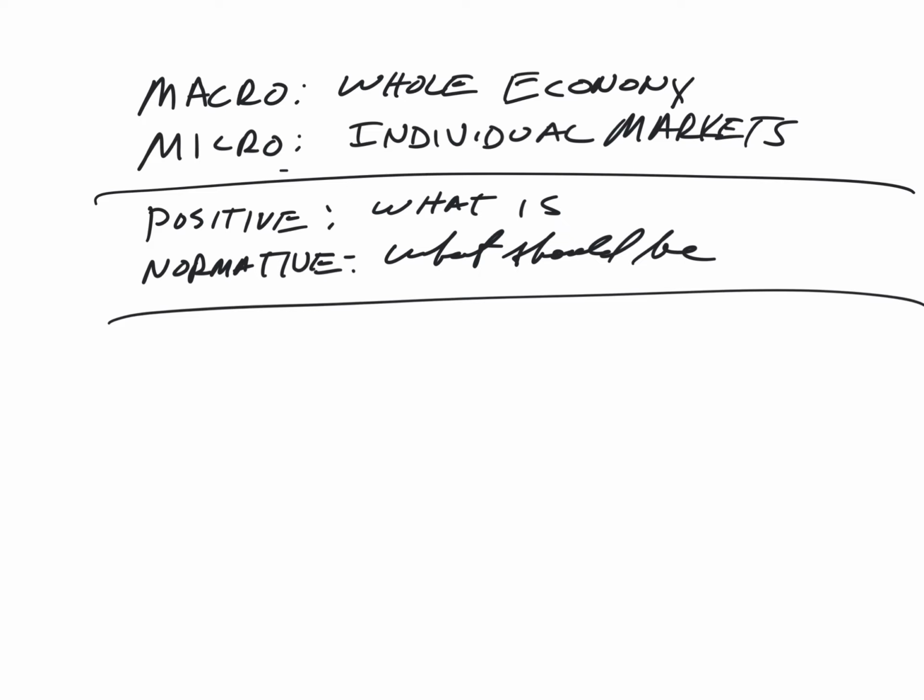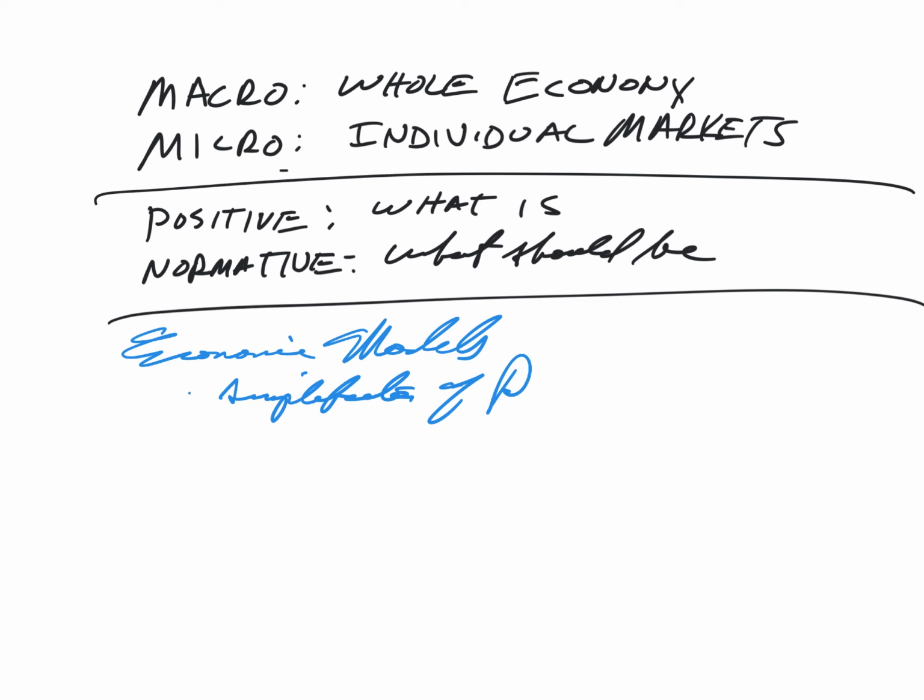now we're going to talk about economic models. Okay? Well, let's spice it up with a different color. Economic models. A model is a simplification of reality. That's what a model is. Now, a map is a great example of a model.